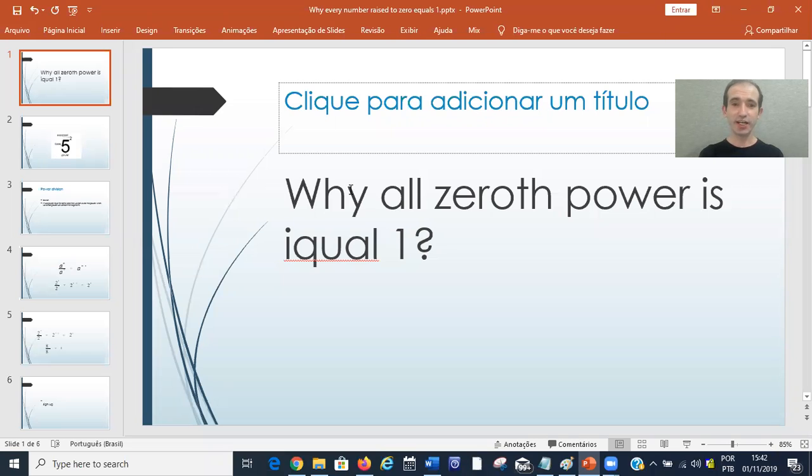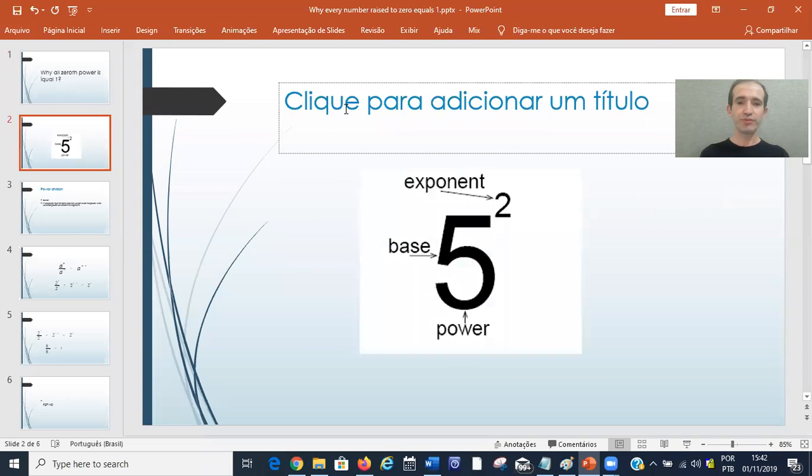Here you can see our class theme. Why is any number to the zeroth power equal to 1? Have you ever wondered about that? Let's move on to the next slide and we are going to see the answer. Previously, to see the answer, I'd like to help you remember some important parts of the power.